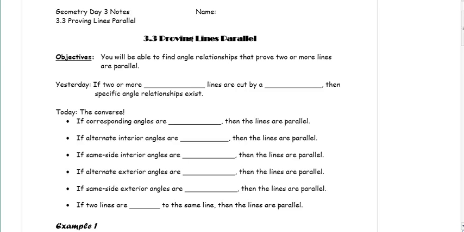Alrighty, sitting here after a nice Bears win, a little sloppy at times, but good win over the Steelers.